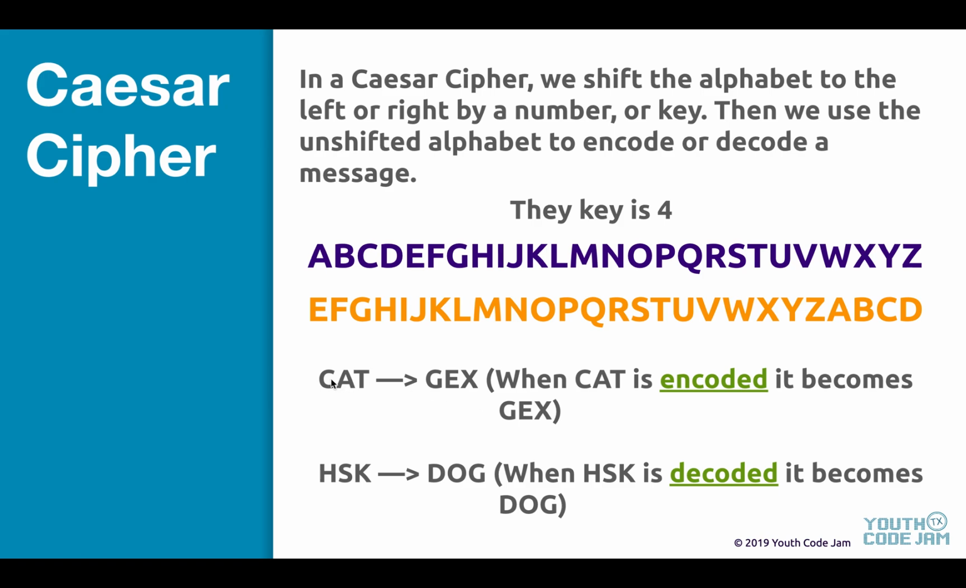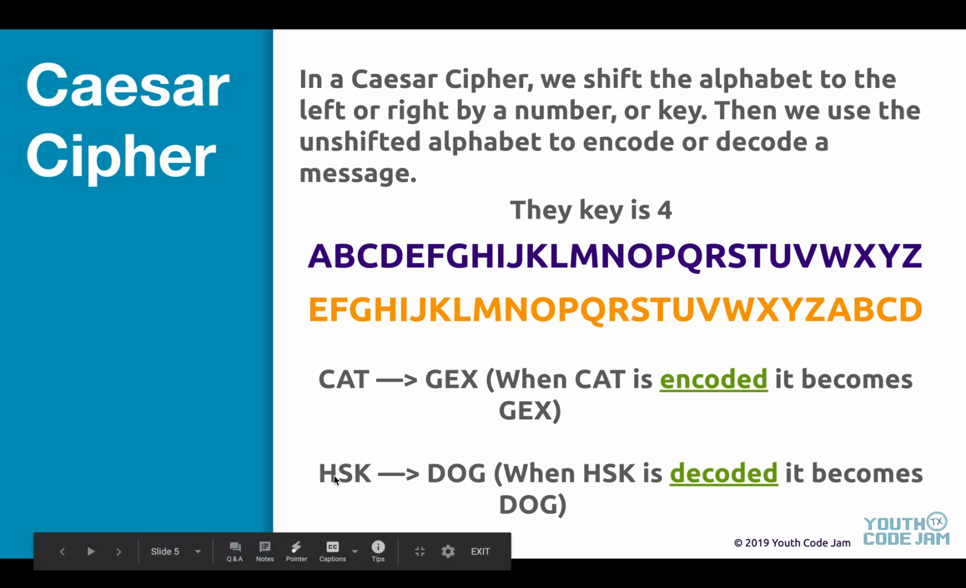So if I wanted to encode cat, I would start at the purple C, because that's our regular alphabet, and I would look for its corresponding spot on our shifted alphabet. So that would be G. And then, like we said before, A is E. And then finally, T is X. So we end up with GEX as our encoded phrase for cat.